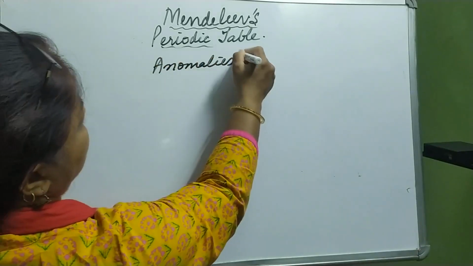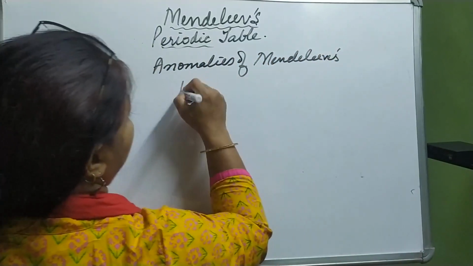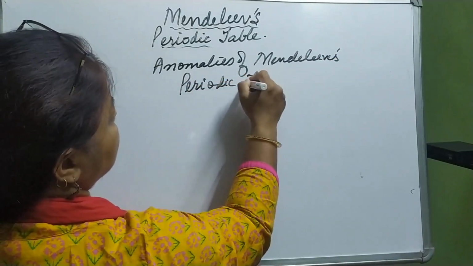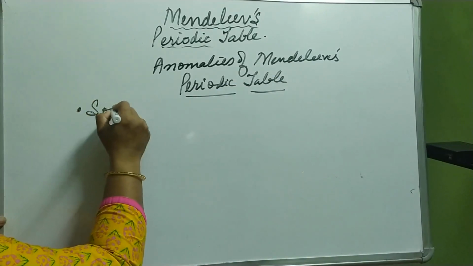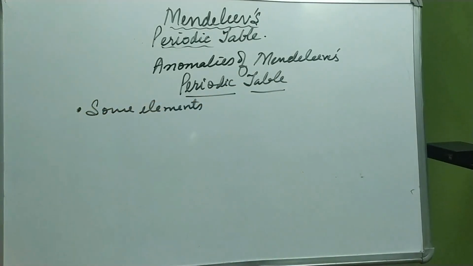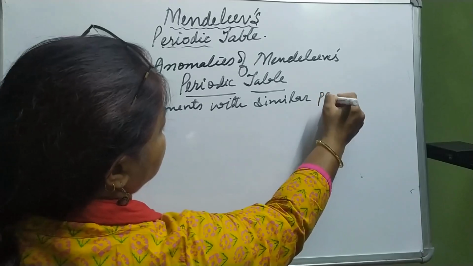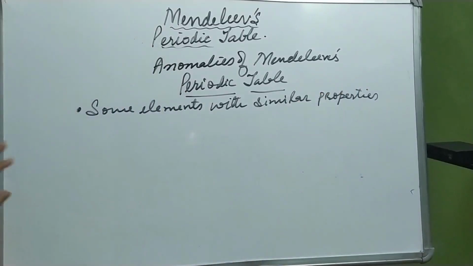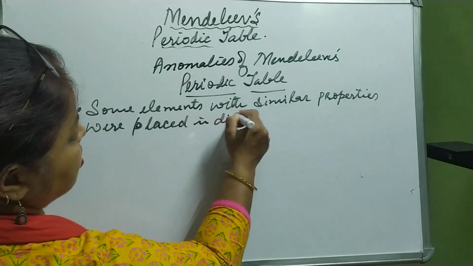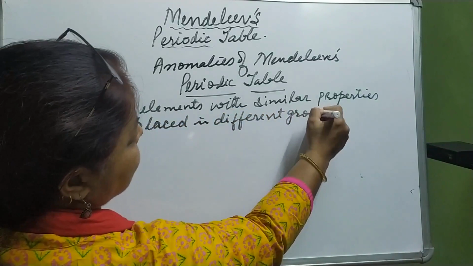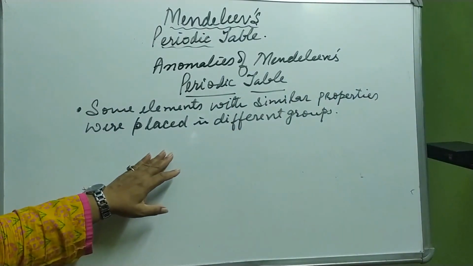Anomalies of Mendeleev's periodic table. What were the shortcomings or limitations of his table? Some elements with similar properties were placed in different groups. He did not keep them in the same group. So this was a drawback of his periodic table.